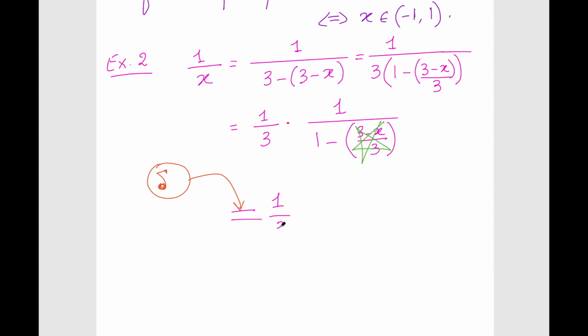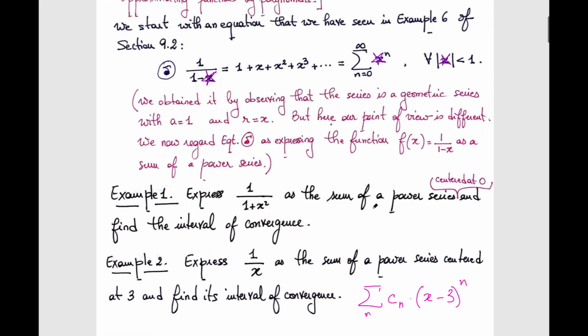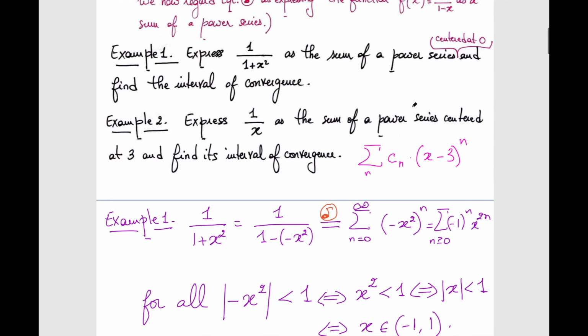Okay, and what do we get? That 1/3 is innocent, so it remains here. And that one is by the musical note. This is the summation, starting at 0, of the star, which is that guy, to power n. And this holds as long as the star in absolute value is less than 1, right? This is what the musical note tells us.